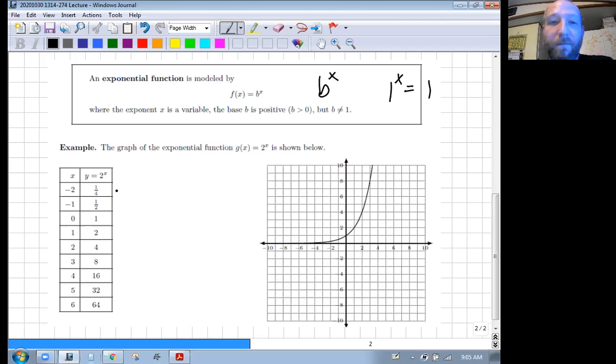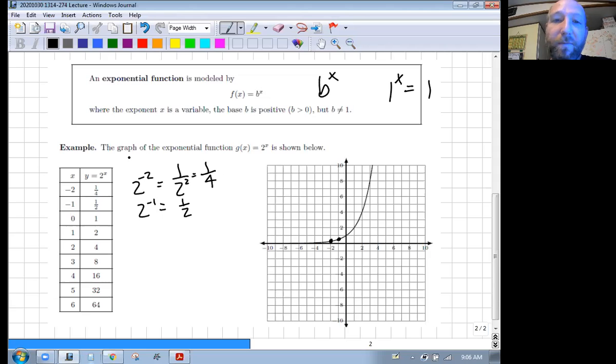So if we look at our chart here, all right, for 2 to the x, 2 to the negative 2, right? That's 1 over 2 squared, if you recall. Should be 1/4. All right. So if we go back 2, we'd go up to 1/4. All right. 2 to the negative 1 would be 1 over 2. So when we go back 1, we're back 1/2.